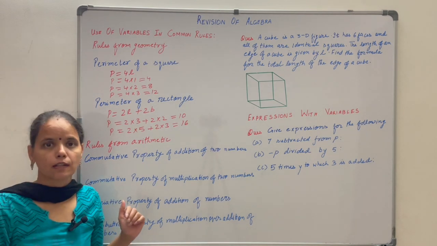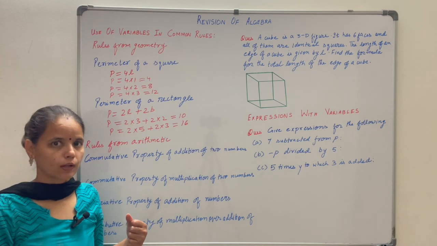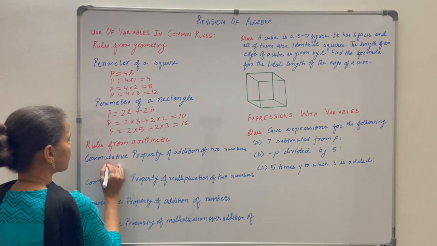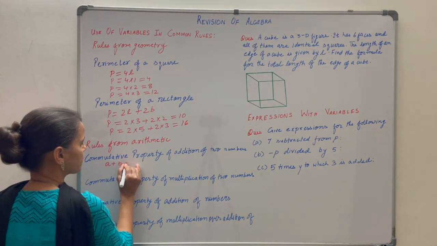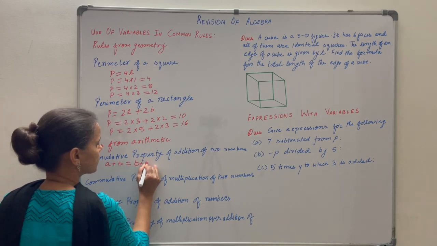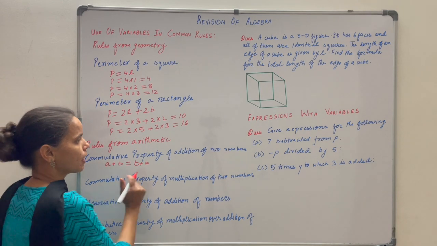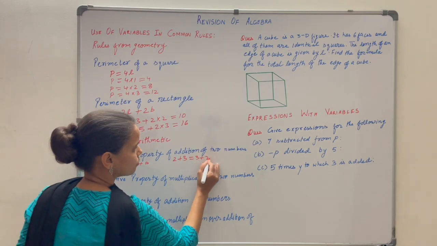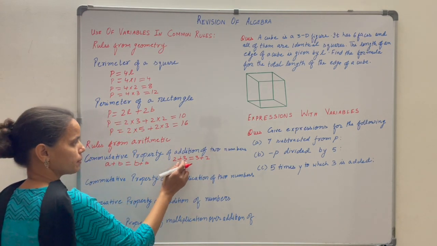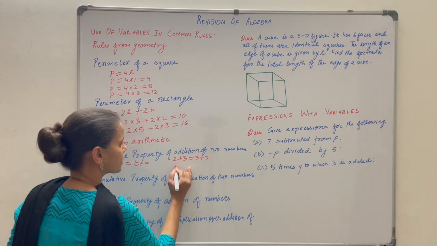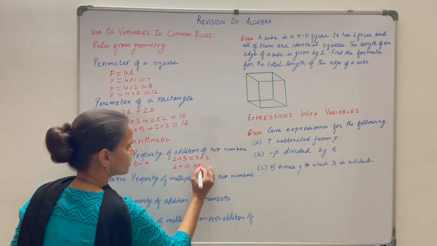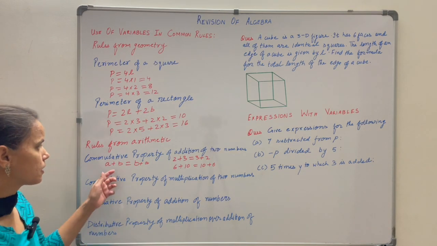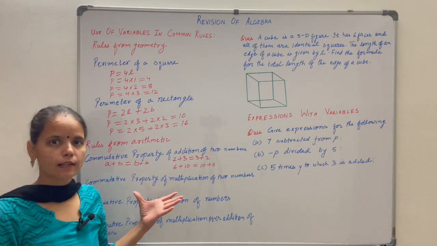Rules from arithmetic. Variables are used in arithmetic as well. For example, the commutative property of addition of two numbers. It can be any two numbers, say A and B. A plus B is equal to B plus A. This is the commutative property of addition of two numbers. That is, if you add 2 plus 3, it is the same as 3 plus 2. Both sides it is 5. A is 2 here, B is 3 here. If I take the value of A as 6 and B as 10, then 10 plus 6, so you can see 16 and 16 on both sides. Like this, you can replace A and B with any values here.